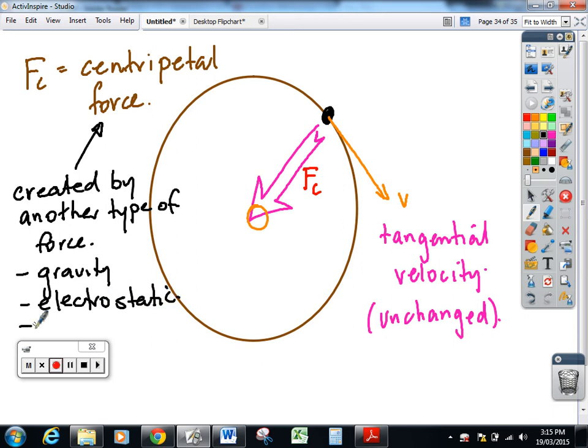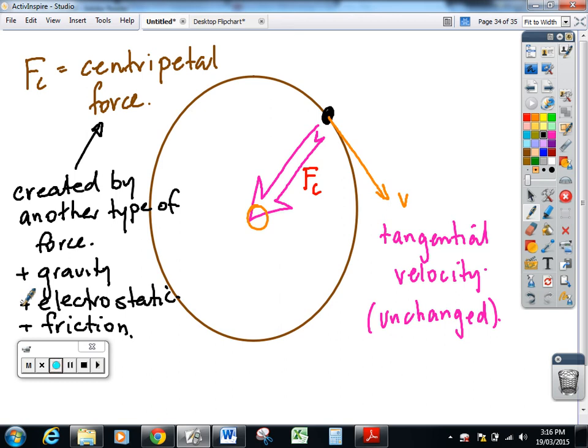Or if we're going around a corner of a car on the road, it's the road friction that acts on our wheels to make us go around in a circle. So the centripetal force is created by another force, and so we just collect all these possible forces into one name. The centripetal force. If a force acts to make an object move in a circle, that force is called a centripetal force. That force could be made by gravity, electrostatics, friction, or whatever. It doesn't matter, it's still called the centripetal force.